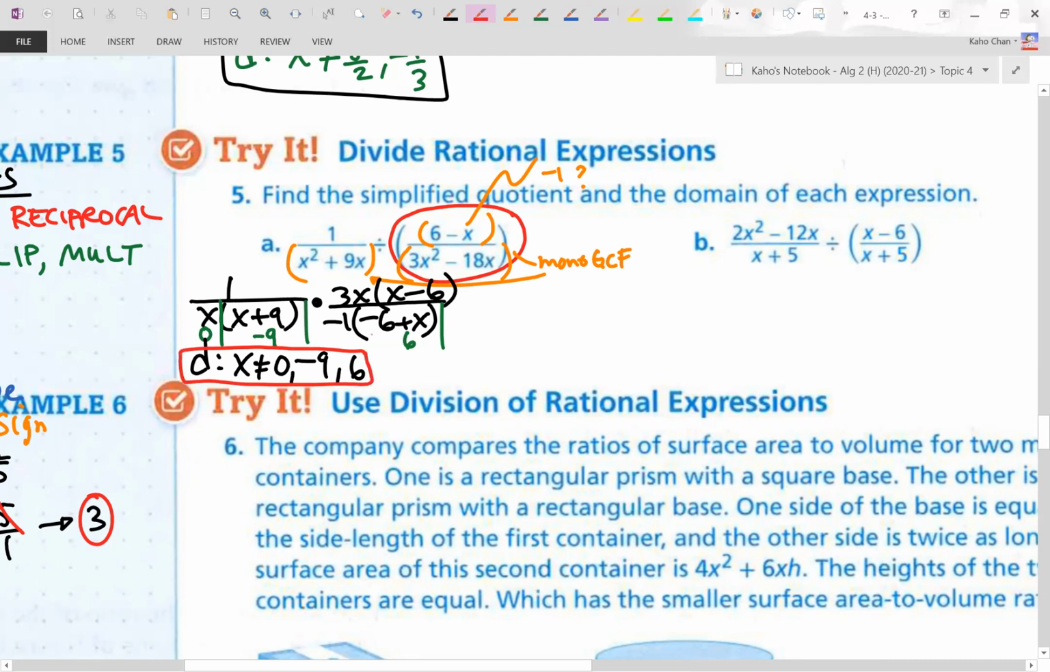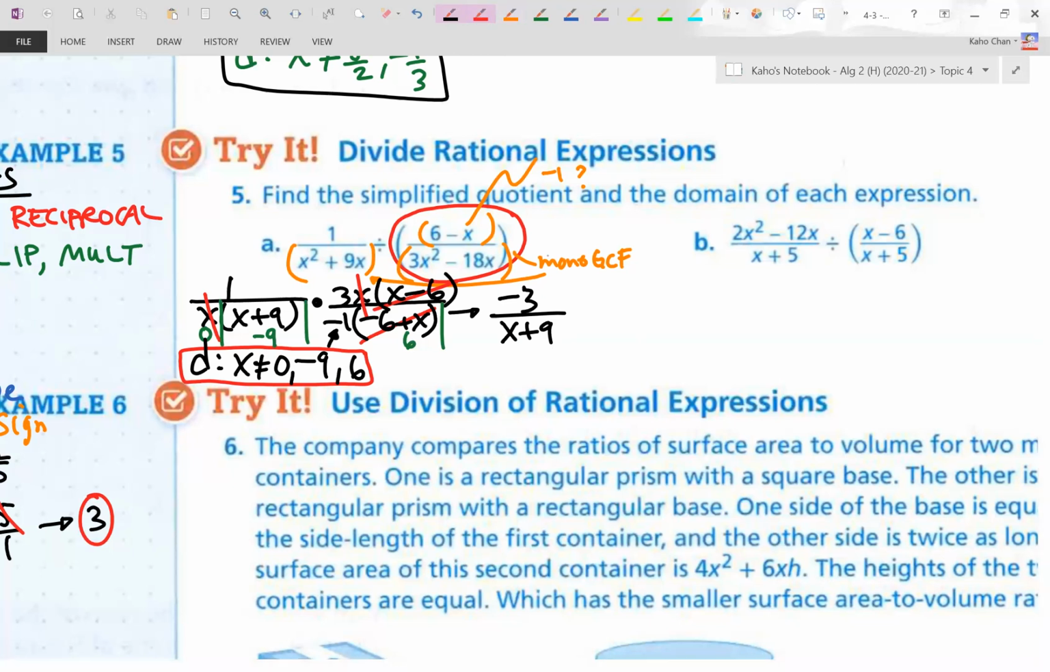After you do a few of these, things just kind of go away pretty quickly. Now let's go ahead and cancel things. x minus 6 will cancel with a -6 plus x. That will go away. The single x right here will cancel with a single x up there. And that leaves me with my simplified solution of, I'm going to move this -1 upstairs, -3 over x plus 9. It really doesn't matter where we put the negative sign, but that is the simplified answer. Okay.